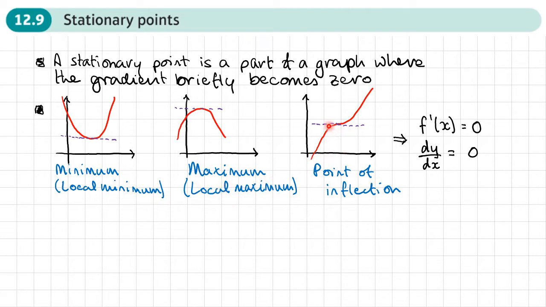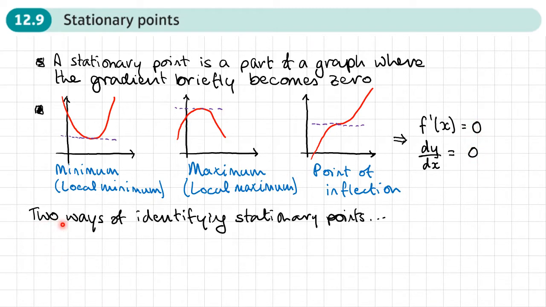Then the other type of stationary point is what we call a point of inflection. So here we've got a graph that's increasing, it levels off, briefly becomes zero, and then continues increasing. This we call a point of inflection. And with all of these, if we know the equations of these graphs and we work out the derivative at this stationary point, the derivative will be equal to zero.